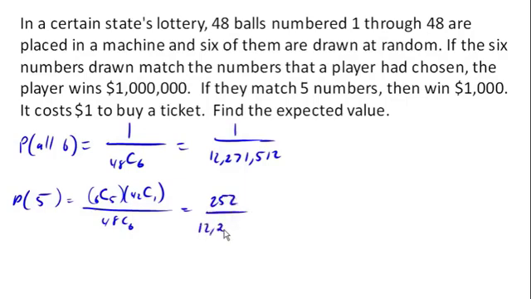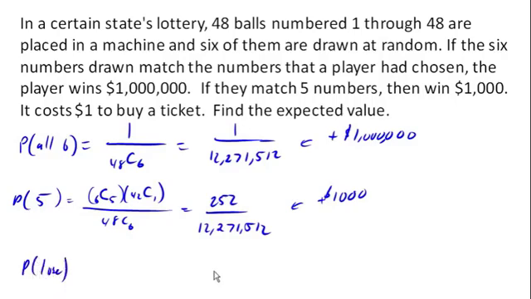So now let's think about values. So this thing has a value of positive $1 million. This outcome has a value of positive $1,000. And then, of course, there's the probability of not matching anything, which is going to happen the rest of the time, right? So 1 minus the 253 out of 12,271,512. And this has a value of negative $1, because it costs $1 to play.